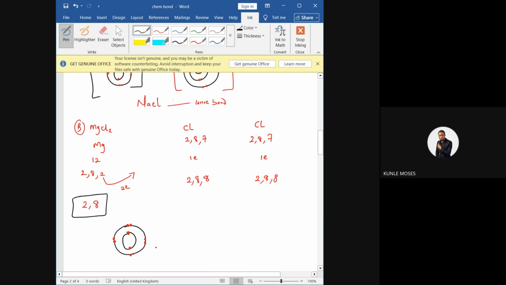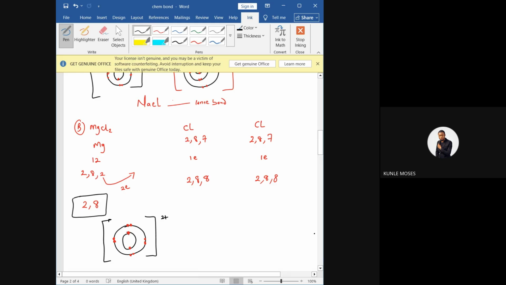Please, this is not Mg2 plus. Please, are you with me? After doing something like this, they must put 2 plus here or +2, anyone. Please, do you get it? That is your correct answer. And for your chlorine, it will be Cl minus, Cl minus. You will draw the two chlorine structure.